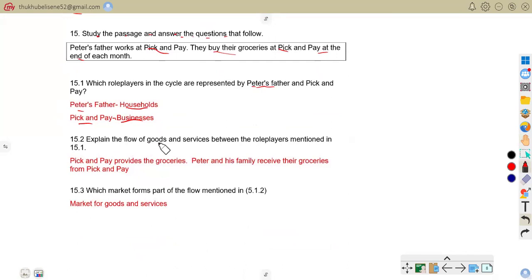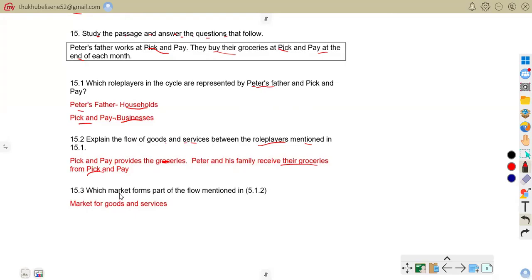Explain the flow of goods and services between the role players mentioned in 1.5.1, which are Peter's father and Pick n Pay. Pick n Pay provides groceries. Peter and his family receive the groceries from Pick n Pay. So he is a customer to Pick n Pay. He's also an employee there because Peter's father works at Pick n Pay as well.